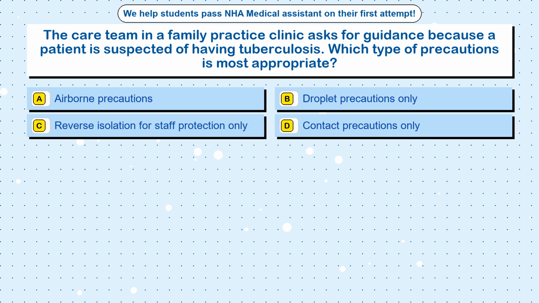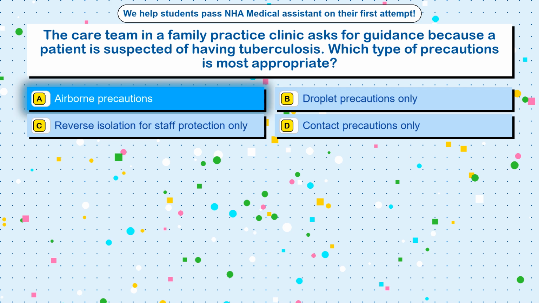Question 40. The care team in a family practice clinic asks for guidance because a patient is suspected of having tuberculosis. Which type of precautions is most appropriate? Option A. Airborne precautions. Option B. Droplet precautions only. Option C. Reverse isolation for staff protection only. Option D. Contact precautions only. The correct answer is option A.